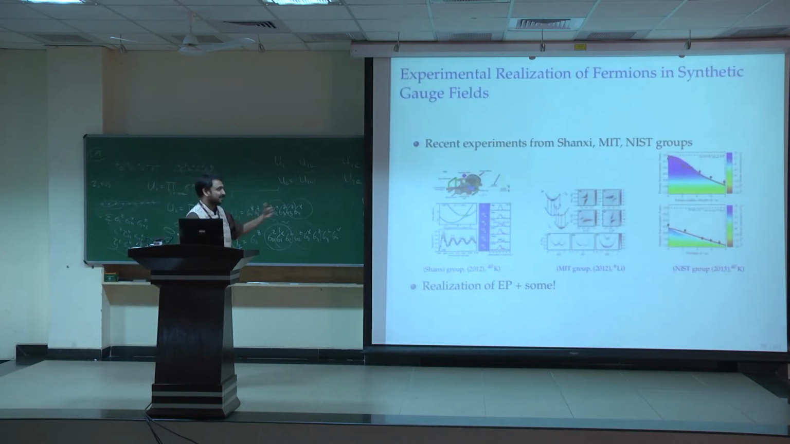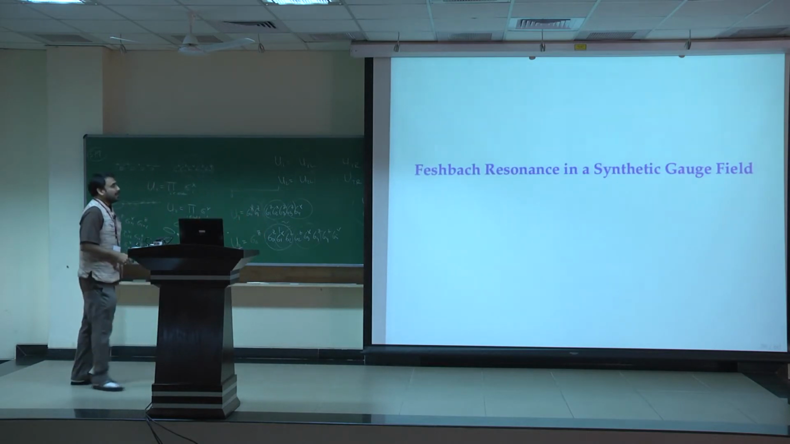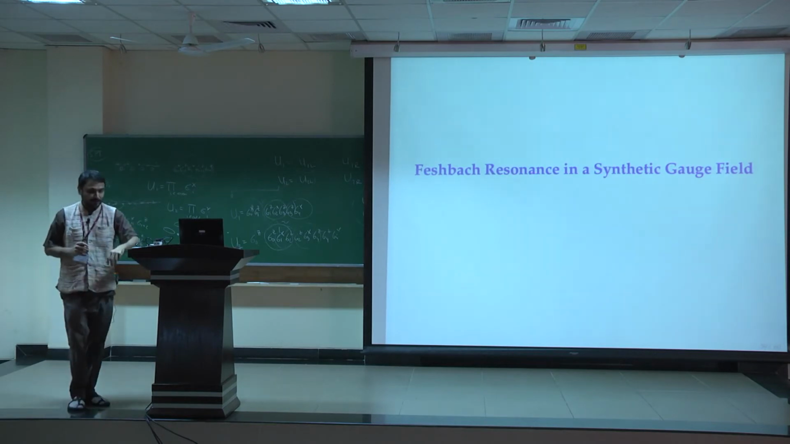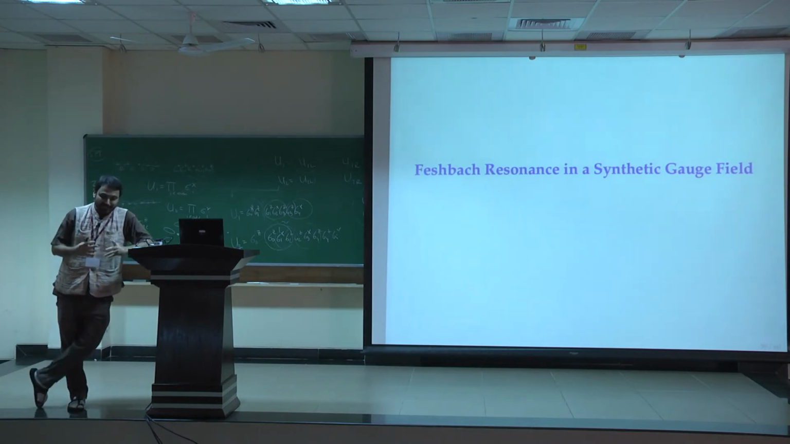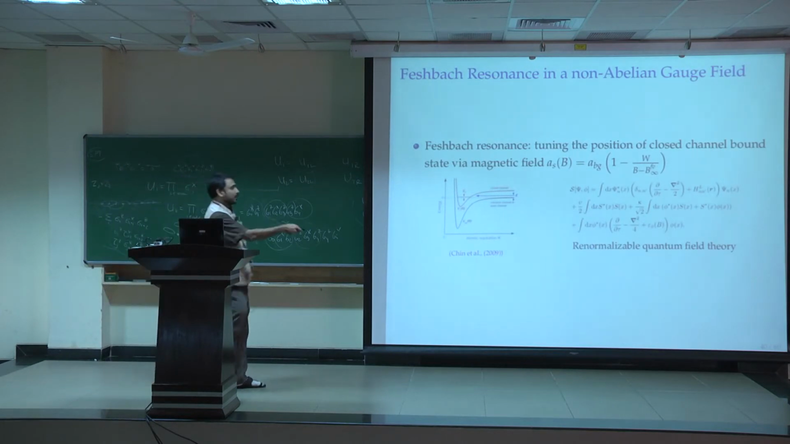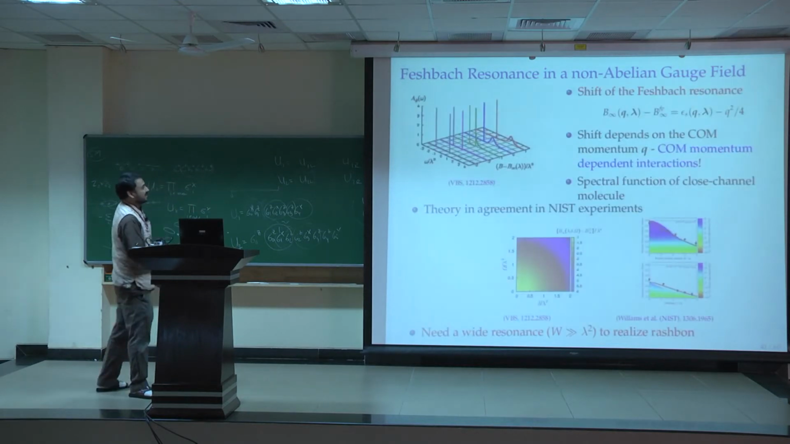Okay, so since the experiments are doing this, we decided to quickly look at what happens here. The first thing we looked at, motivated both by the ongoing experiments and by the fact that we wanted to find systems where we can actually realize this Rashbon condensate, is to see what kind of atoms can give you this kind of physics. So we studied this Feshbach resonance. For that, we introduced the closed channel boson, and we did various modeling. And then here is the result.